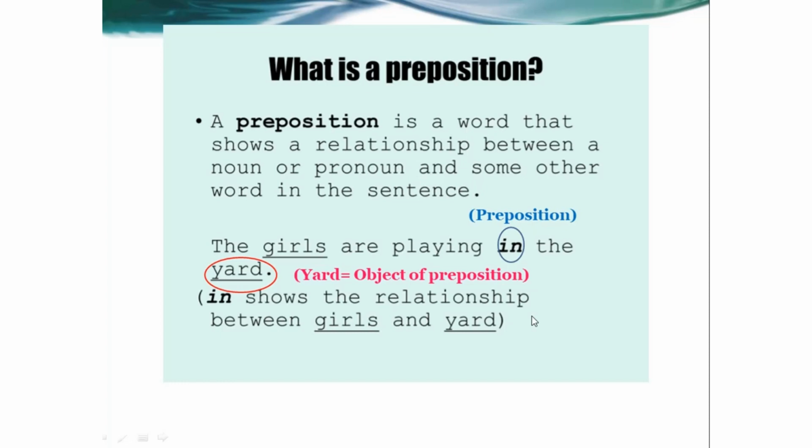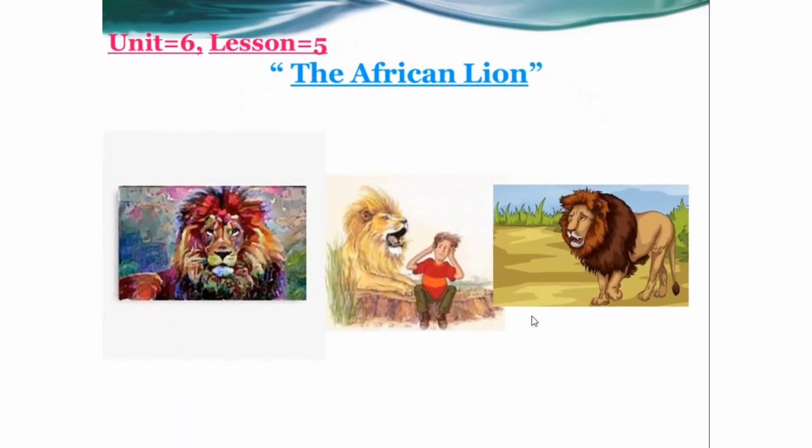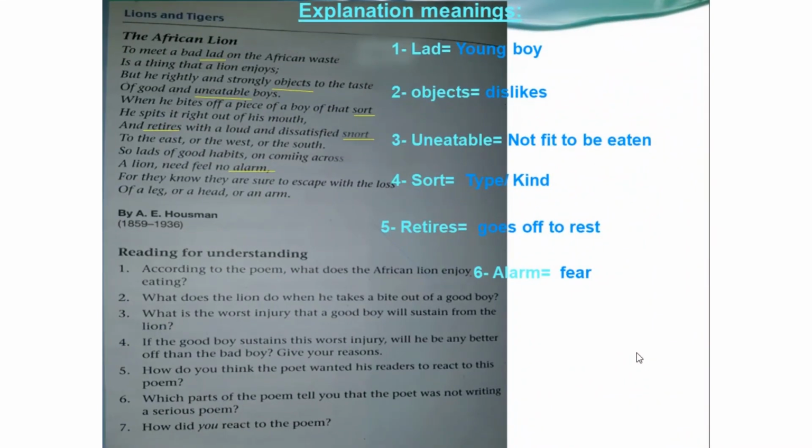The African Lion is a very nice, very fun poem. It's basically a poetry. So let's begin. Unit 6, lesson 5, the African Lion. Here you can have a look. Okay, this is the African boy and African lion. Now we are going to open the book. This is how our camera looks like.